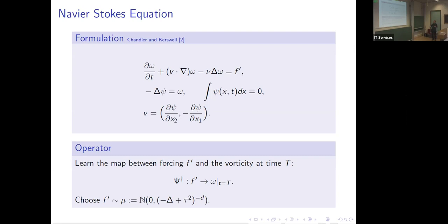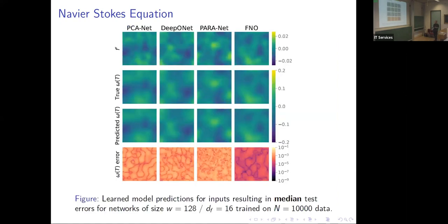And f prime is chosen to be a Gaussian random field. This is the covariance structure. So this is a field, and so its covariance rather than a matrix is an operator, and it's a potentially fractional, although in our case integral, negative power of the Laplacian with a shift. So there's lots of stuff to be said about that specific random field, but I'm happy to answer questions about it later. Yes.